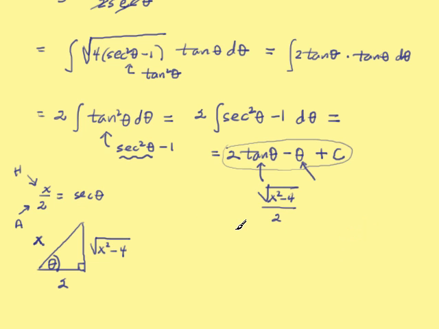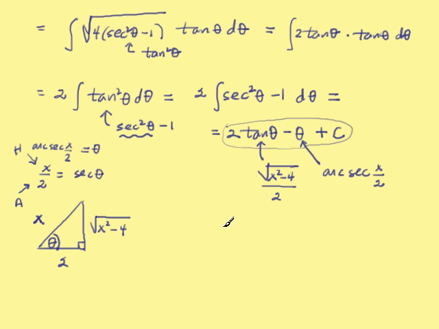And theta, well, we just solved for theta here, and we have theta is arc secant x over 2. Okay, so there we have it. Our final answer, let's cancel these 2's, would be square root x squared minus 4 minus arc secant x over 2.